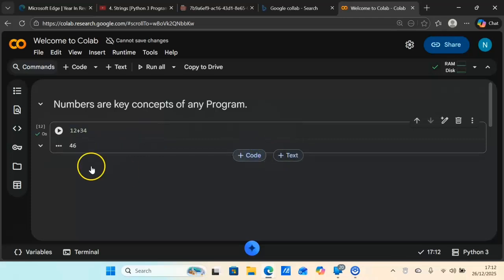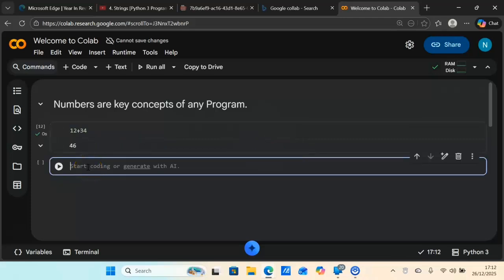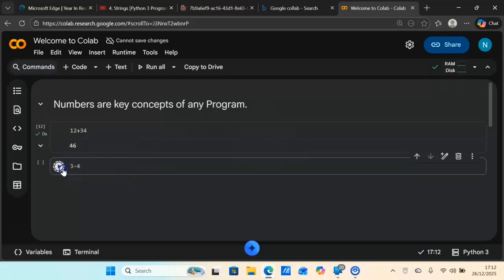Let's say I've been asked to subtract a number from another number. Let's say I've been asked to subtract 4 from 3. When we say 3 minus 4, you have -1.